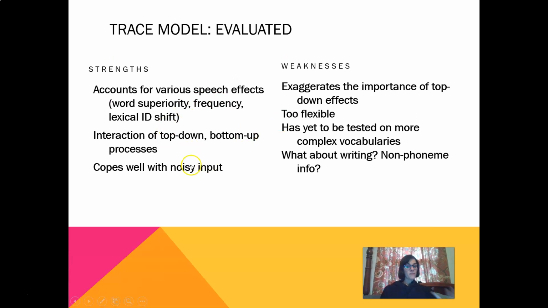So evaluating the TRACE model, it does account for various speech effects such as the word superiority effect, the greater emphasis on high frequency words, the lexical identification shift. We're likely to assign a phoneme to a particular group if it forms a word versus a non-word. There is emphasis of interacting top-down and bottom-up processes. We know that's happening. Additionally, it does cope very well with very noisy input.